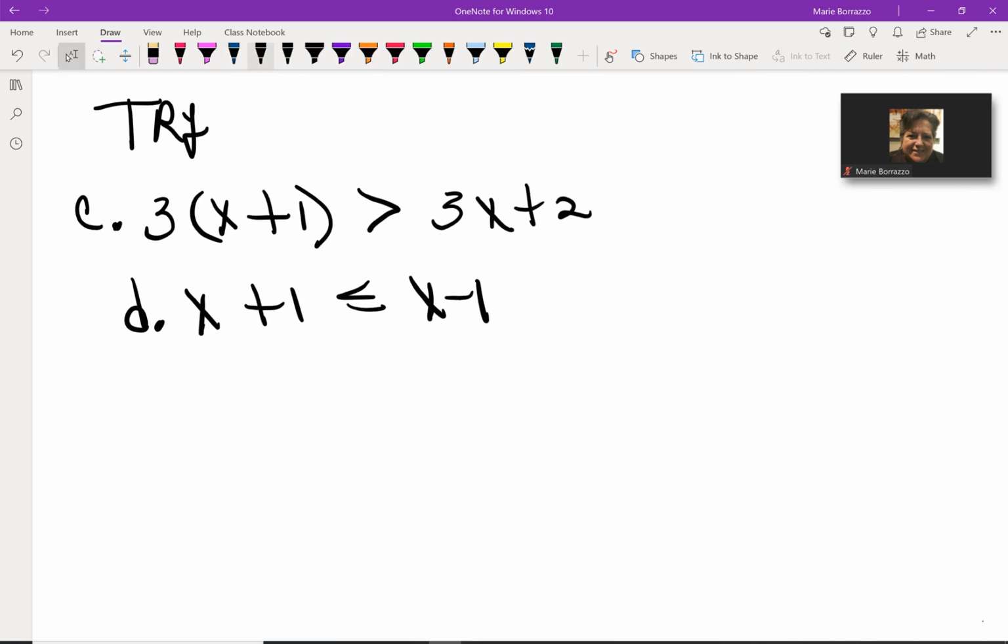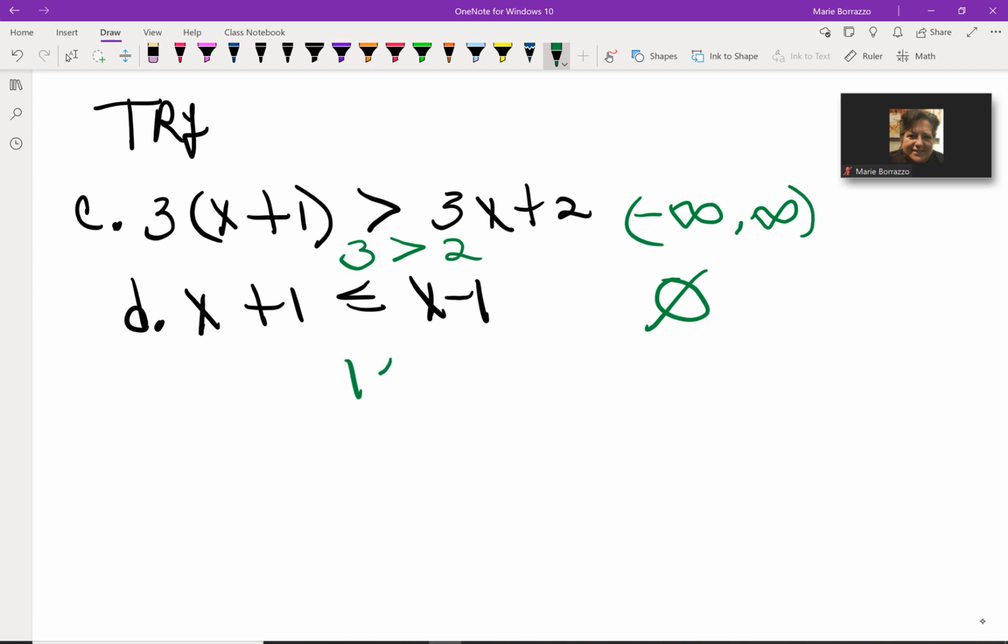And here's the solution for this. The solution for part C is basically negative infinity comma positive infinity. And in this case, null set. Your final answer here will be 3 > 2. And over here, you're going to experience where 1 ≤ −1 as a final answer.